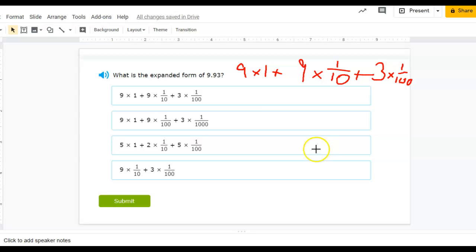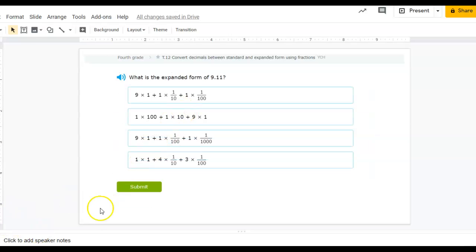Now I'm ready to look at my choices. I have 9 times 1 plus 9 times 1/10 plus 3 times 1/100. This one doesn't look right because it starts with a 5. This one starts out with a 9 times 1/10. So now I'm left with these two here. 9 times 1 plus 9 times 1/10 plus 3 times 1/100 looks right, but I'm just going to double check down here, and there they have this in the 1,000 spot. So I'm going to cross that off, and here's my answer, and I'm going to submit.